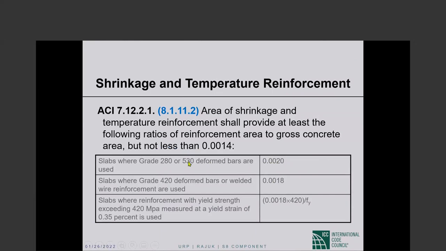I don't know, this 530 doesn't sound right. So kind of circle it, or yeah, I didn't notice it when I looked at it. So the lower grade, it was 0.2%. That is typically not around. Now it is 0.18% for grade 420. For higher strength reinforcement, we go below 0.18%, but never below 0.14%.